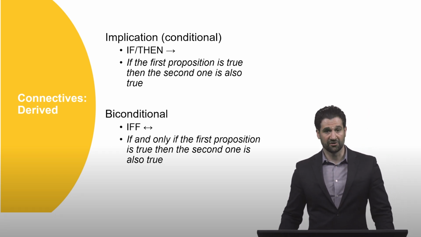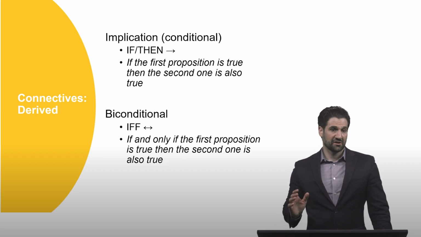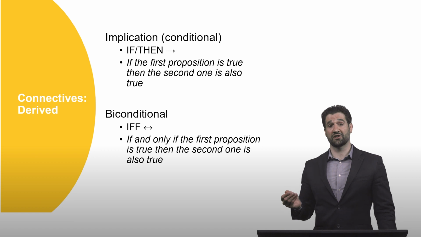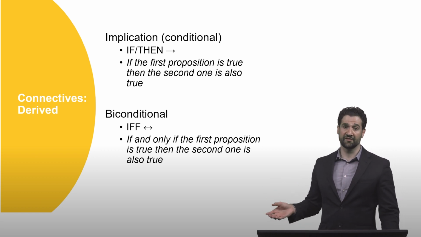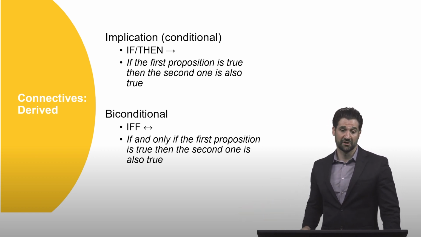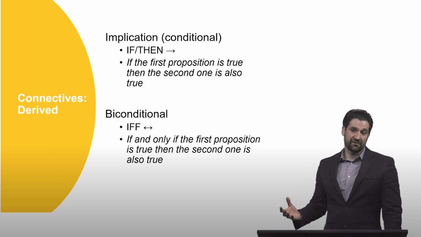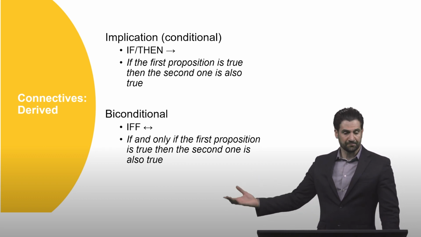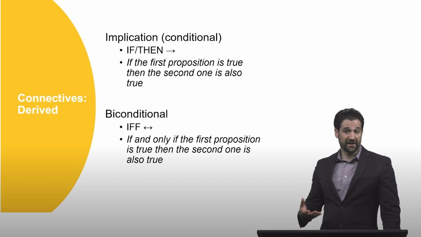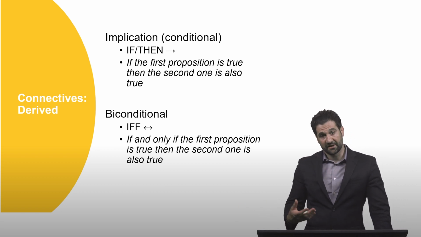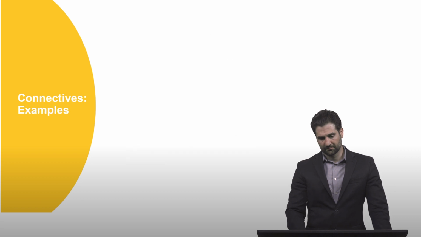A biconditional is an implication that is going in both directions. So it can be thought of as an if and only if statement. So if and only if I drink water every couple of days, I will survive. I will avoid dehydration. That's an example of a biconditional.